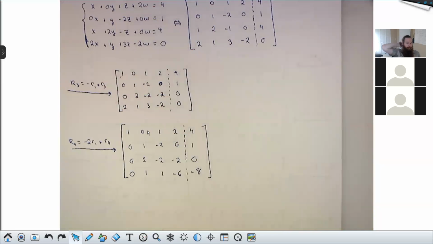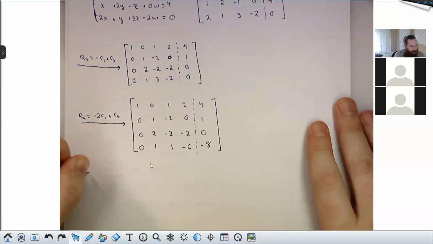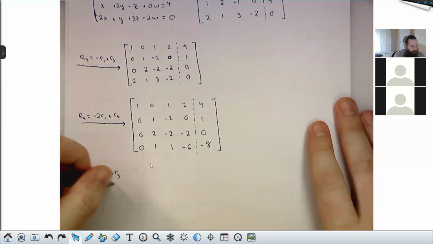Now I'm happy with the first column. Got a 1 in the pivot and a 0 everywhere else. Move on to the second column. I need a 1 in the pivot. I have that. So now I need to kill everything beneath him. So I'm going to alter row 3. I need to make this a 0. So I'll multiply row 2 by negative 2 and add it to this. So my new row 3 is going to be negative 2 times old row 2 plus old row 3.